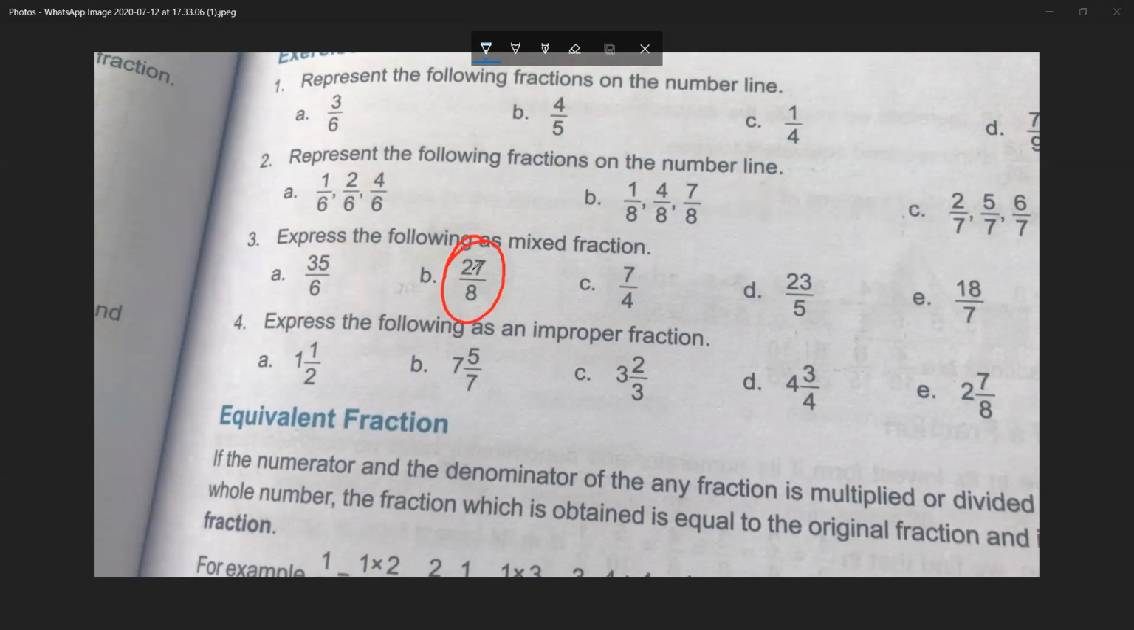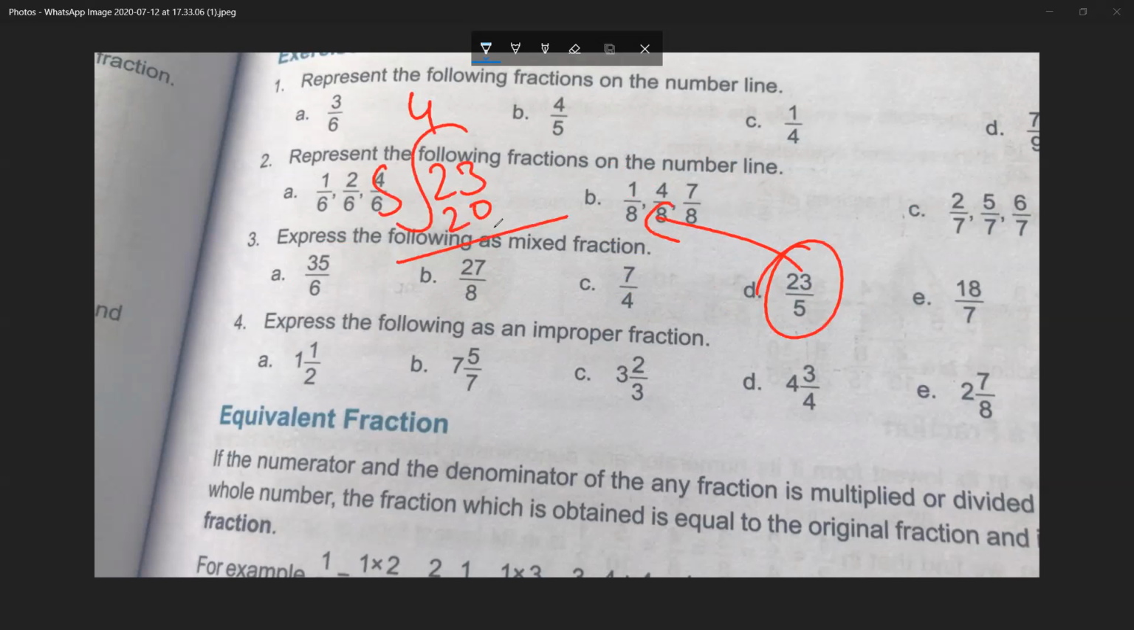Do another question. 27 by 8 I can write. First I'll divide. So I can write 27 by 8 as 3 and 3 by 8. Perfect. Let us do this also. 23 by 5. I can write 23 by 5 as 4 and 3 by 5. Have you understood?